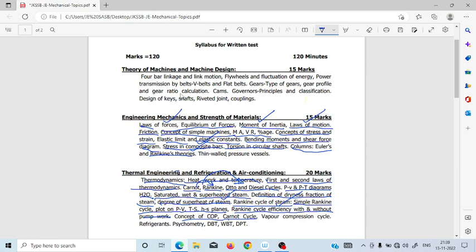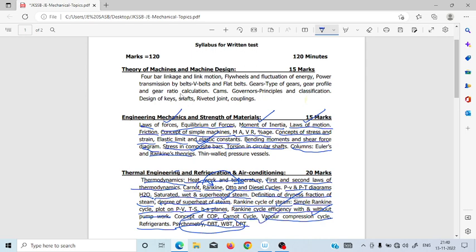Then we'll move on to the vapor compression cycle. It is also an application of RAC. Then we'll move on to refrigerants. Mostly it is theory. Secondary and primary refrigerants we'll study. We'll study psychrometry, dry bulb temperature, wet bulb temperature and DPT. And these all topics are also from RAC.